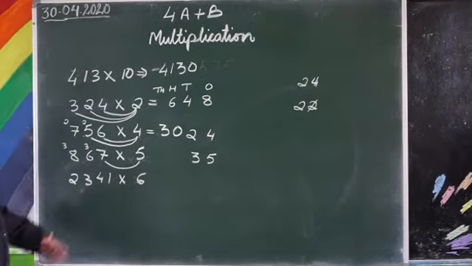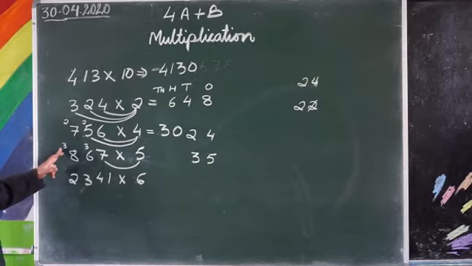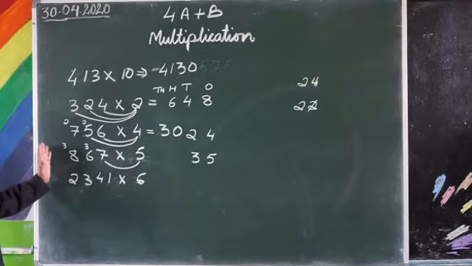33. 5 8s are how much? 40 plus 3, 43. So we must write both the numbers here because there are no more numbers. We have finished our sum.